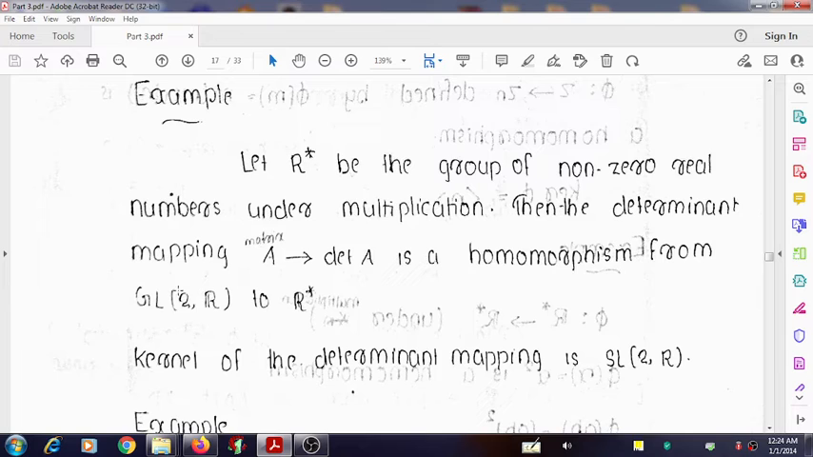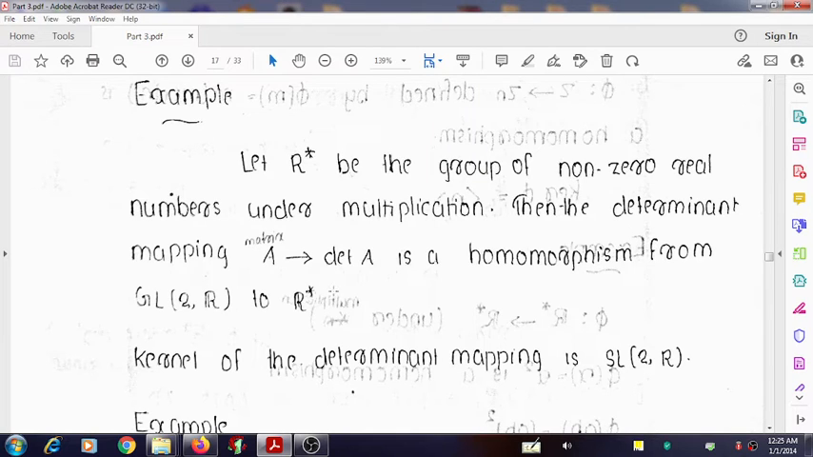The first group we consider is GL2R, and the second group is R star. What is the homomorphism which is defined here? It is of course the mapping of the matrix A to its determinant. So phi of A equal to determinant of A. And now with respect to this, you can show that this is a homomorphism.